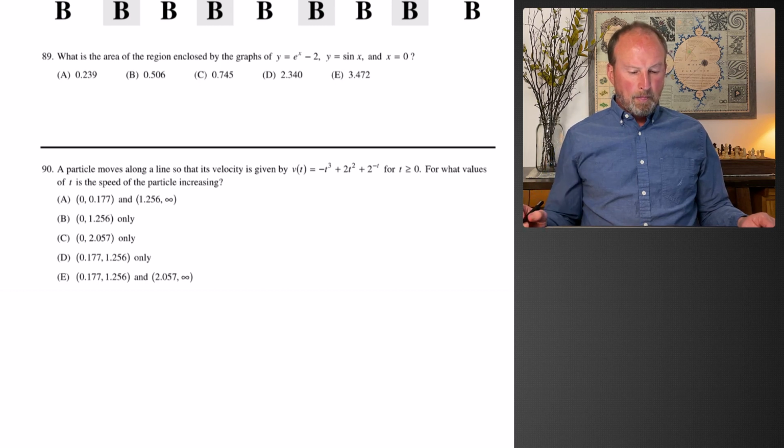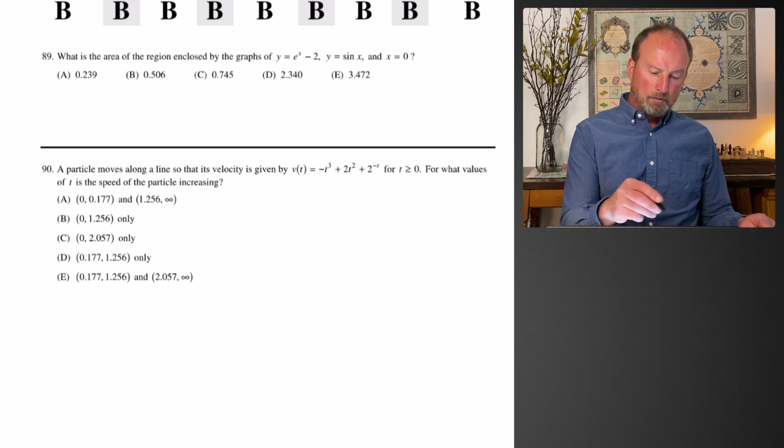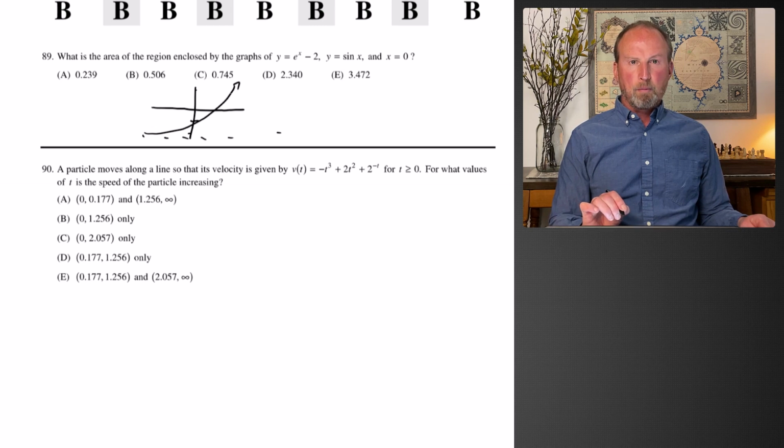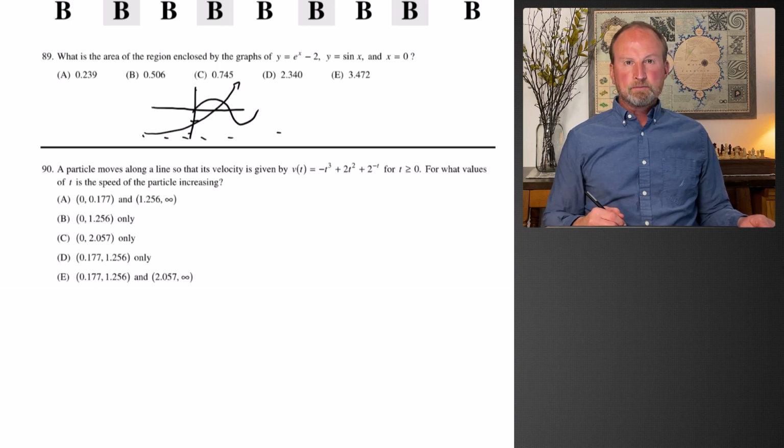Question 89. What is the area of the region enclosed by the graph of y equals e to the x minus 2, y equals sine x? We definitely could at this point in time type those two functions into the calculator to see what they look like, but I think we need to know. So e to the x minus 2, exponential growth curve, horizontal asymptote cruising across here. So there's my exponential growth curve. Sine starts at 0. So which one's the largest from 0 to where they intersect? The sine curve.